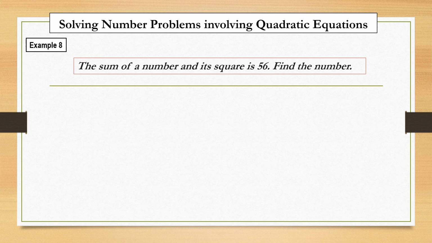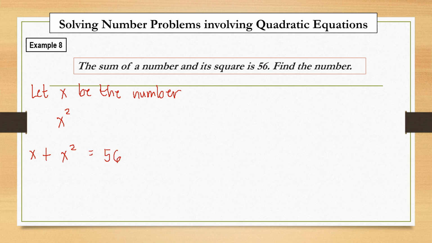Another one. The sum of a number and its square is 56. Find the number. First, let x be the number. So if the number is x, how can we represent its square? The square of it is x squared. So it says in the problem that the sum of a number and its square is 56. So how do we write it as a mathematical expression? x plus x squared is equal to 56. Let us now express it in standard form. Apply the addition property of equality. x plus x squared plus negative 56 is equal to 56 plus negative 56.